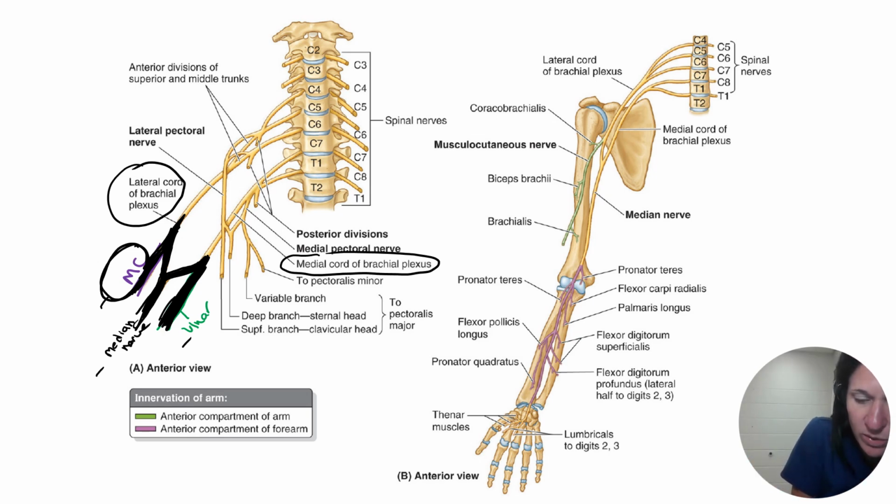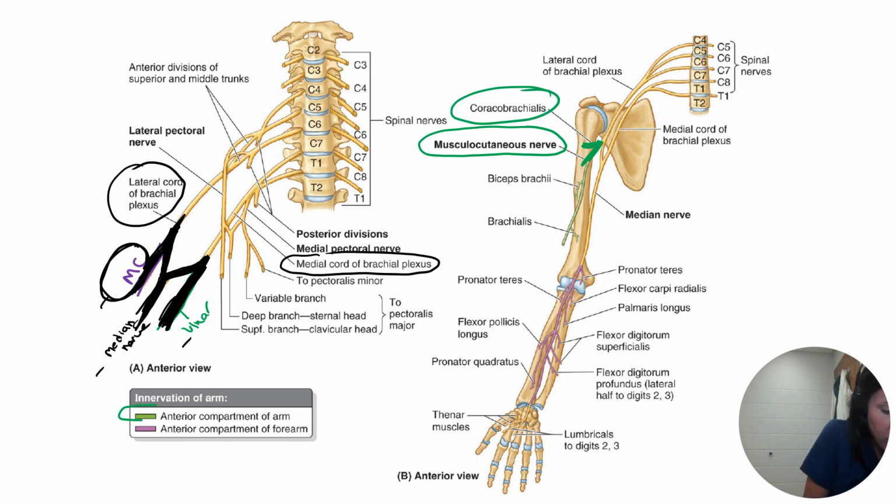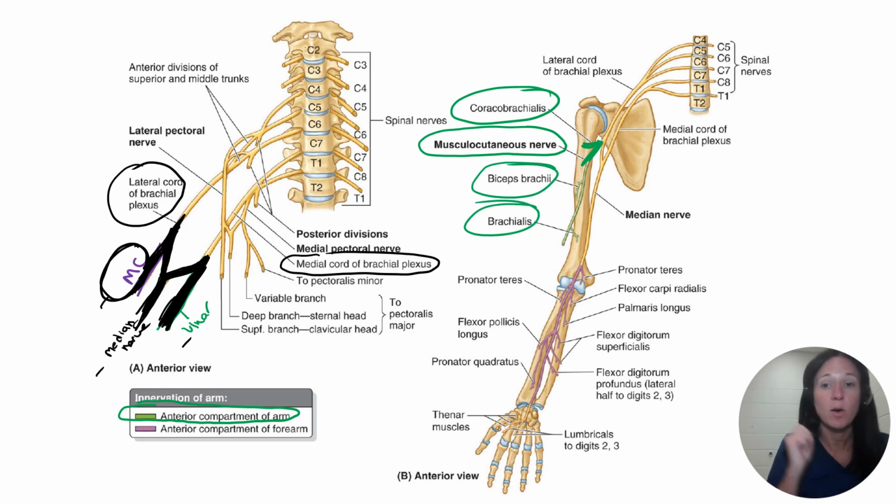Okay, so musculocutaneous, we can see going right into coracobrachialis. And musculocutaneous is responsible for the anterior compartment of the arm. So musculocutaneous, biceps brachii, and brachialis. Now median, we said, has some exceptions. So median does the majority of the anterior forearm.